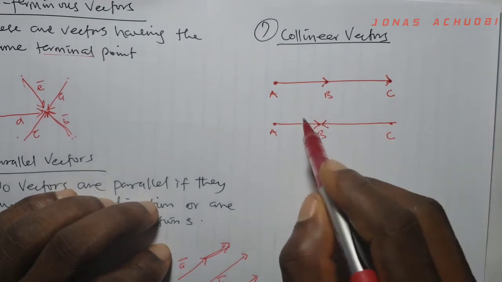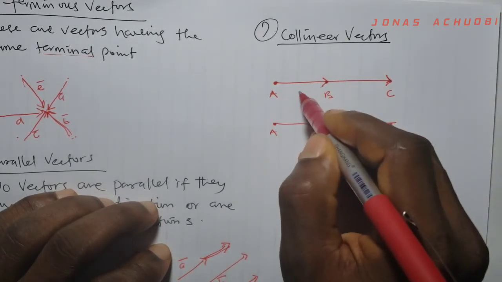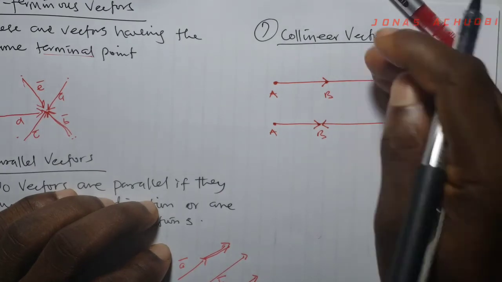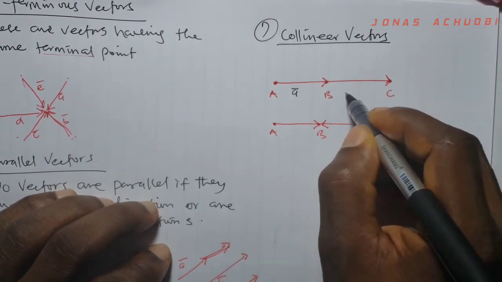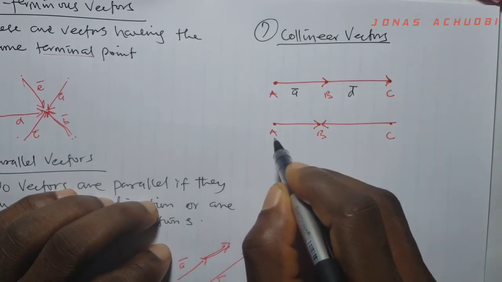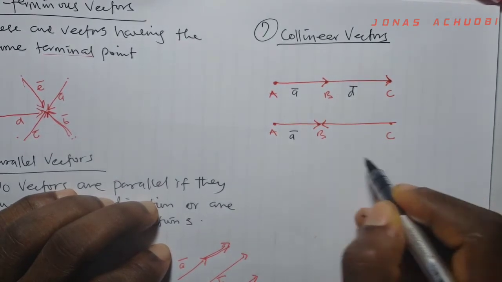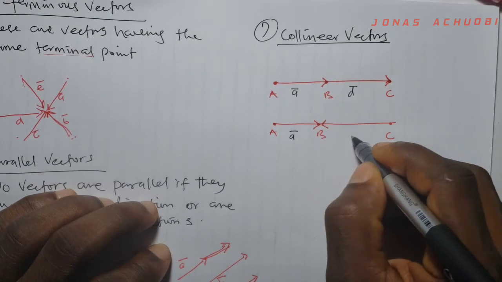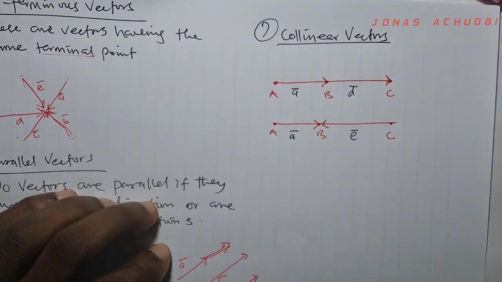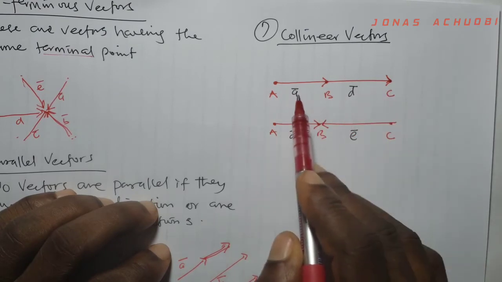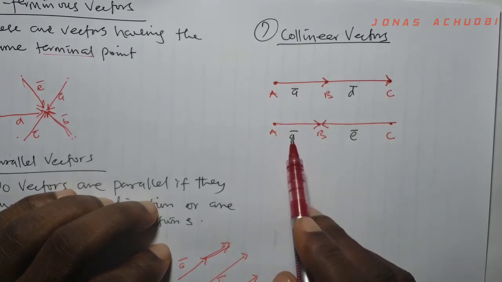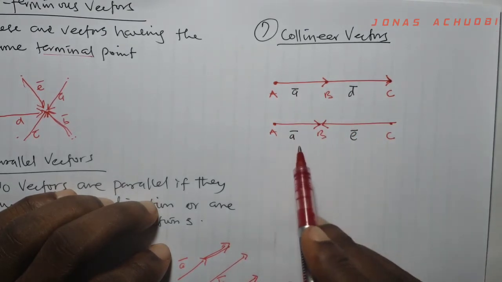Now, these vectors, AB and BC, let us name them. Let us call the vector AB, vector A. Vector B to C, let's call it vector D. Vector AB here again, call it vector A. Vector C to B, let's call it vector E. Now, these two vectors, A and D, are collinear vectors. These two vectors again, A and E, are also collinear vectors.